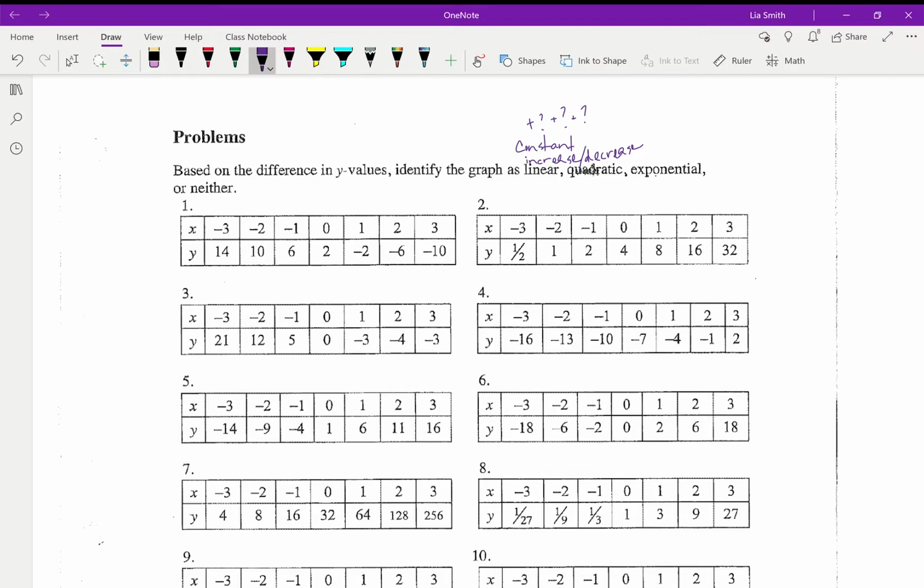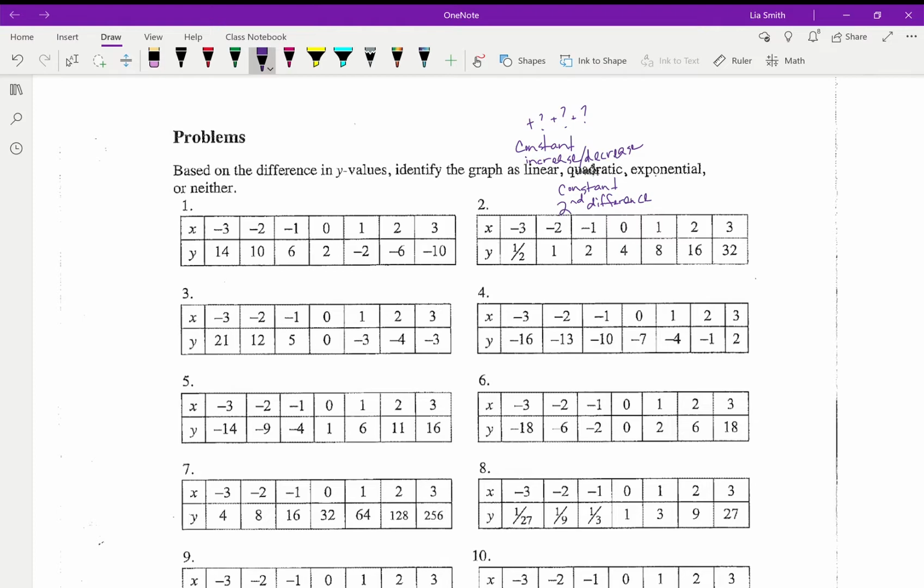Quadratic functions have a constant second difference, which means that the first time you look at the differences, they're not going to be consistent. It's not going to add the same thing over and over again. But the second time you look at them, they'll be consistent.